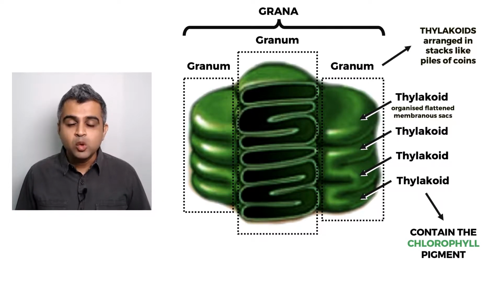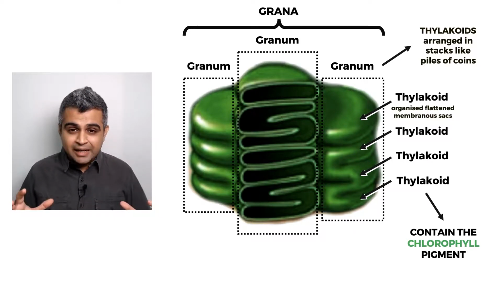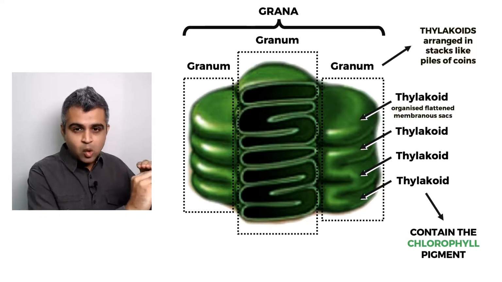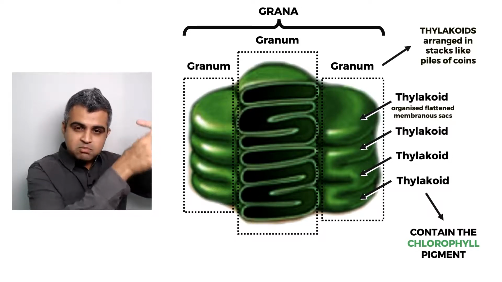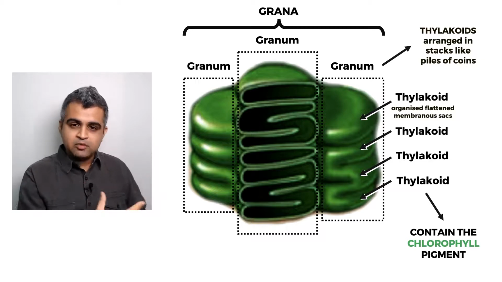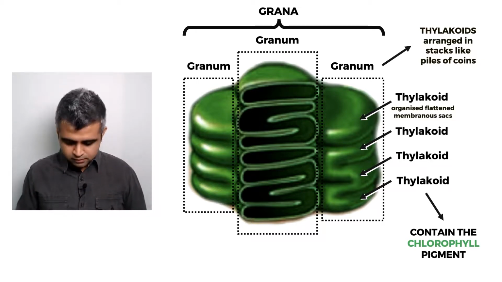So the plural term here is grana. Inside the stroma you have these pouches, thylakoids, coin-like structures, which are stacked one on top of the other to form this building-like structure, which is going to be called a granum, and many of them together are called grana. Is that clear? Okay.